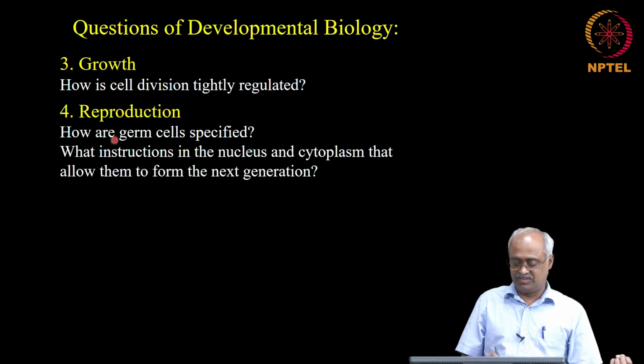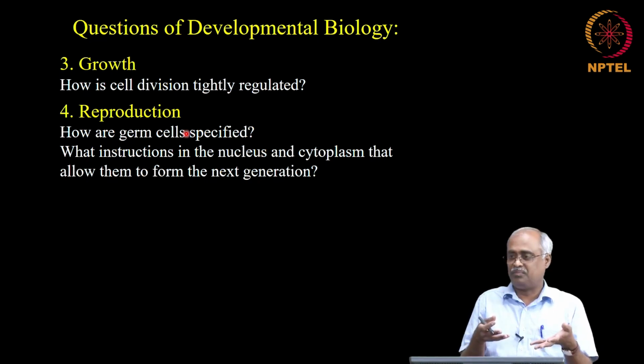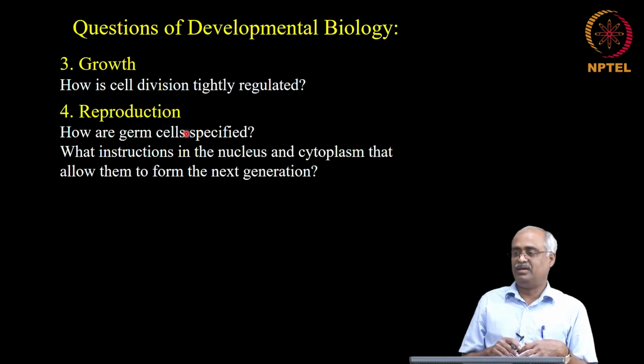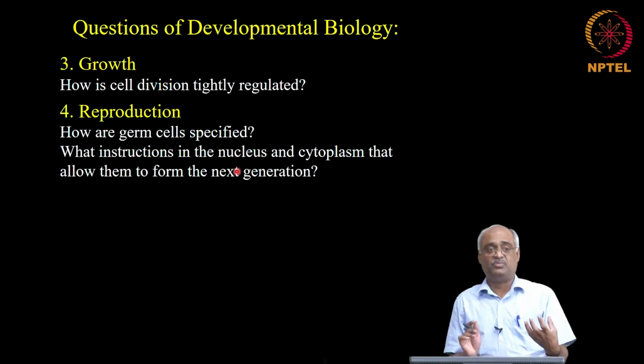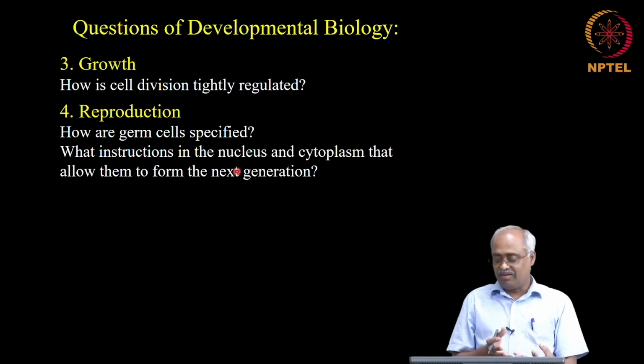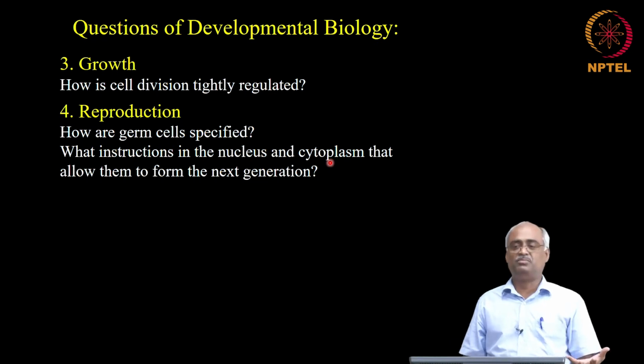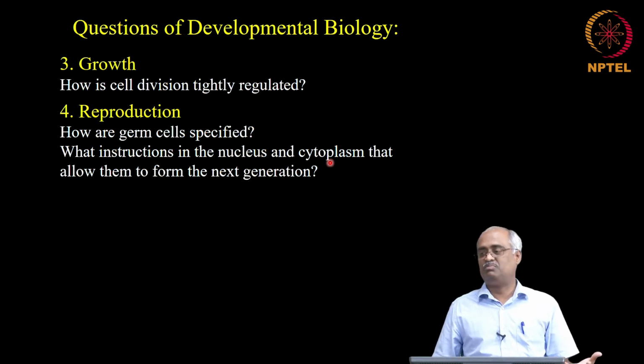So, these cells are the germ cells, they are the ones involved in reproduction. They are the only ones that can go from diploid state to haploid state, and by fusion in fertilization can restore the diploid again. How are they specified and how come they remain different from the rest? And what are the instructions in their nucleus and cytoplasm? Remember, the oocyte cytoplasm brings a lot of things for the embryonic development. So, what are they in these two cellular structures that help them to form the next generation? So, these are the questions of reproduction.